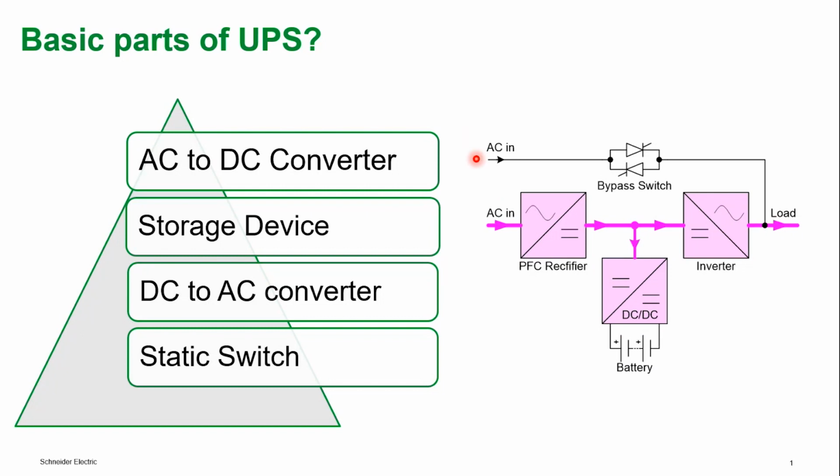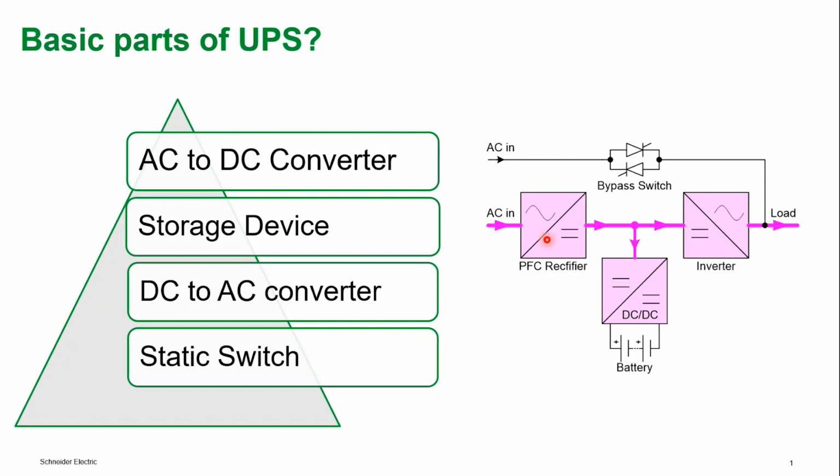You can see there are two paths indicated here. The dark path indicates when the UPS is working in online mode, that is, under normal conditions, and this path will be followed. In this slide, we will see why the AC to DC converter, the rectifier, and the DC to AC converter, the inverter, are important for the current to pass.